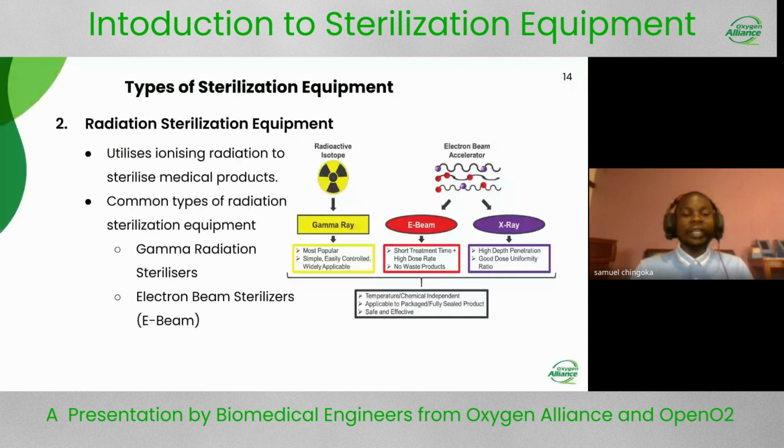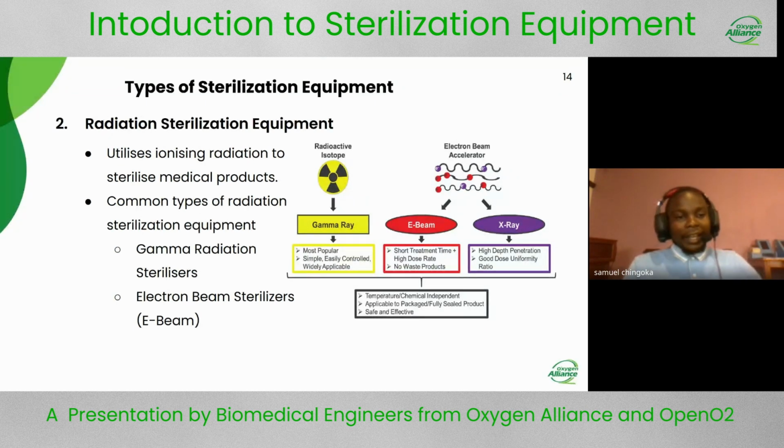So ionizing has this ability that it breaks the electrons from atoms or molecules. So basically, radiation sterilization equipment utilizes ionizing radiation to sterilize medical products. So we want to make it possible that we are able, using the ionizing radiation, to disrupt the DNA mechanism of our microorganisms and be able to kill them.